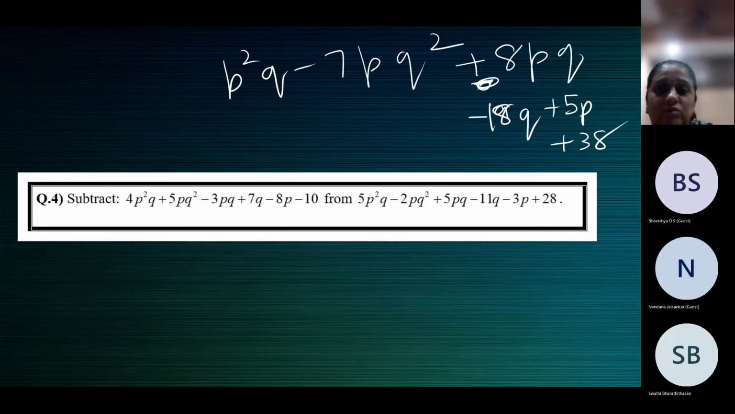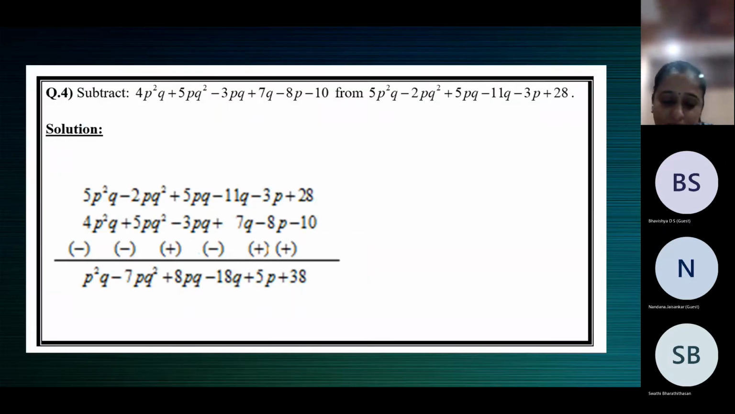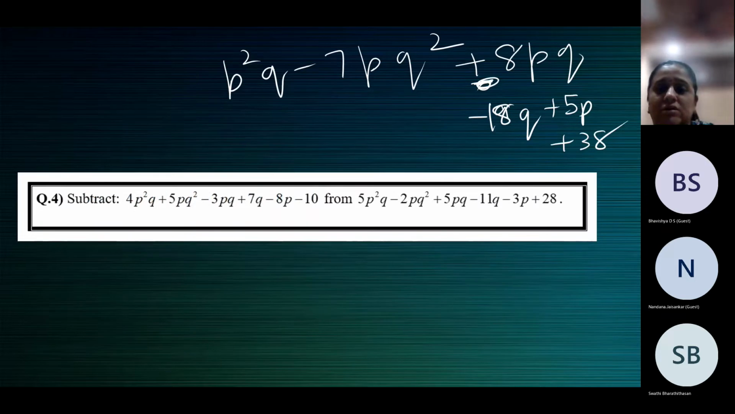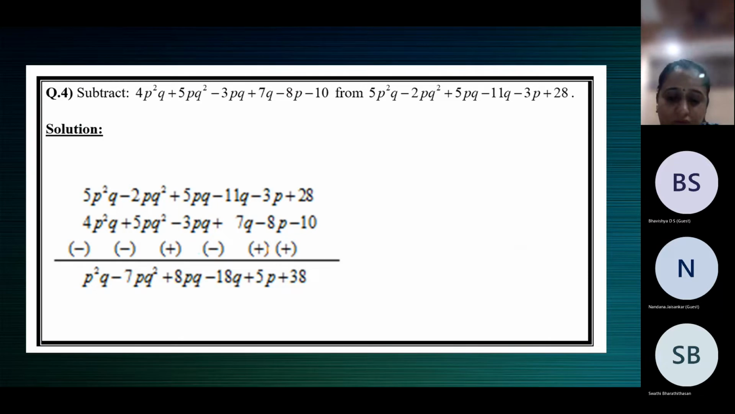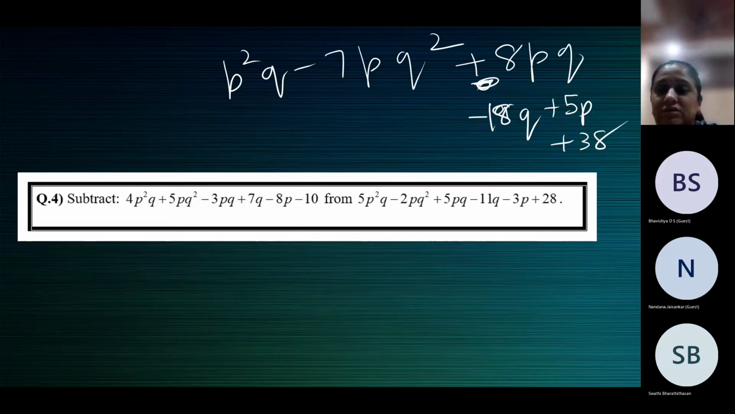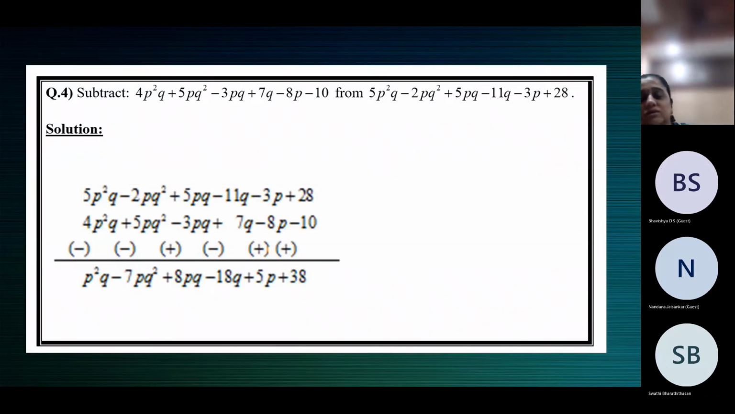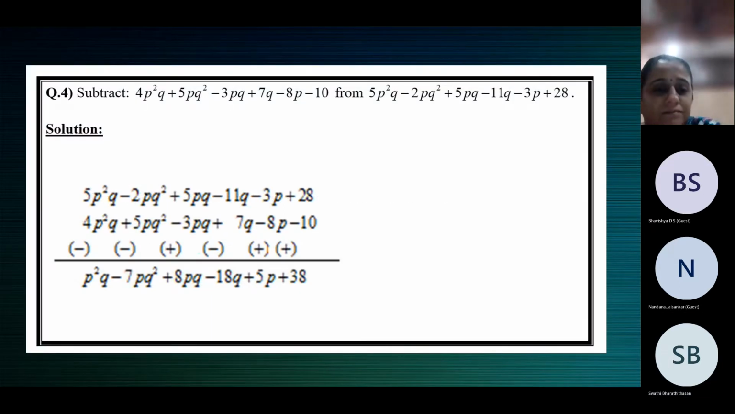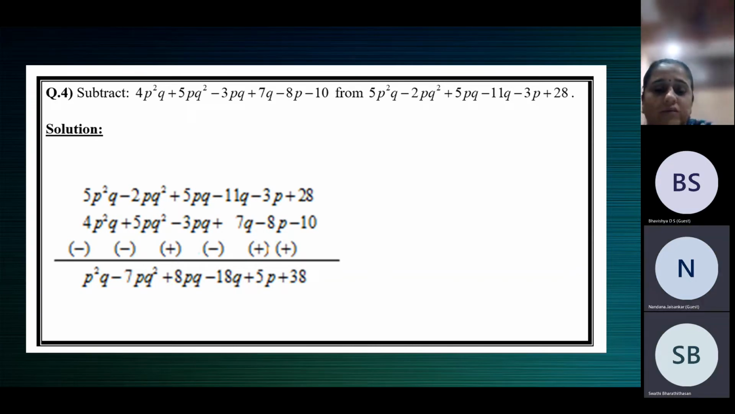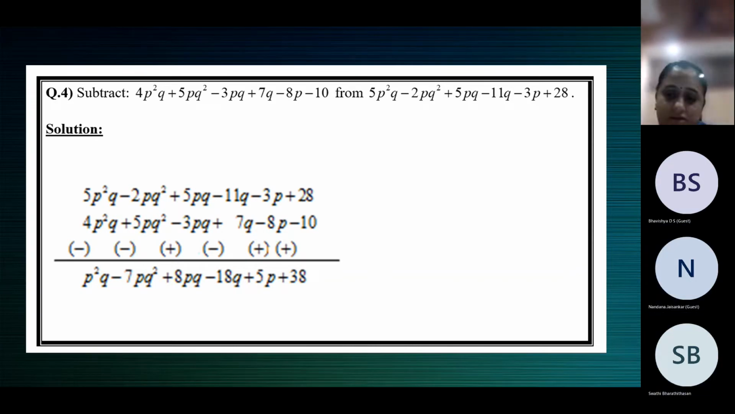P square q, correct. Minus 7pq square, correct. Plus 8pq minus 18q. Plus 8pq plus 5p plus 38. Correct. Very good. Have you done it like this? Yes, ma'am. Whatever is done, that is very good. Yes, Swati and Nandana, very good.